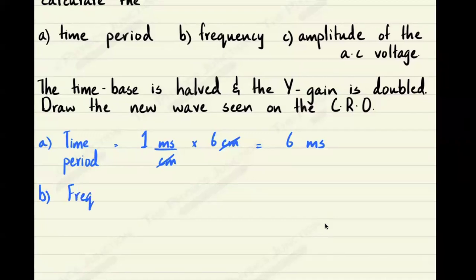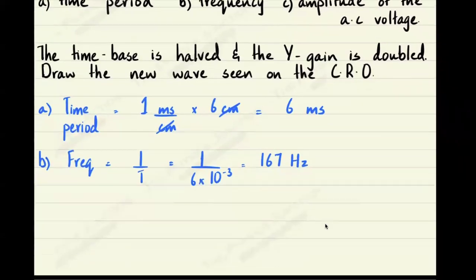Part B, I have to find the frequency. So frequency is 1 over time period. So that is 1 over 6 milliseconds. So I just plug these numbers into my calculator. So this turns out to be 166.66, so 167 Hertz to 3 SF.